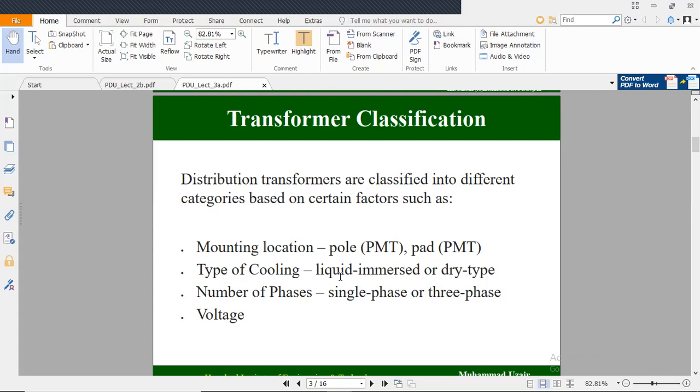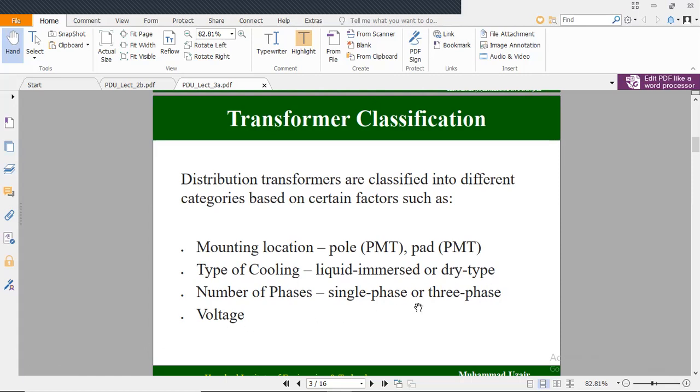Another cooling method for a transformer is the dry type distribution transformer, in which oil is not used. There are fans and other mechanisms to cool down the transformer. These transformers are called dry type transformers, and they are in fashion these days. Number of phases: single phase or three phase transformer.